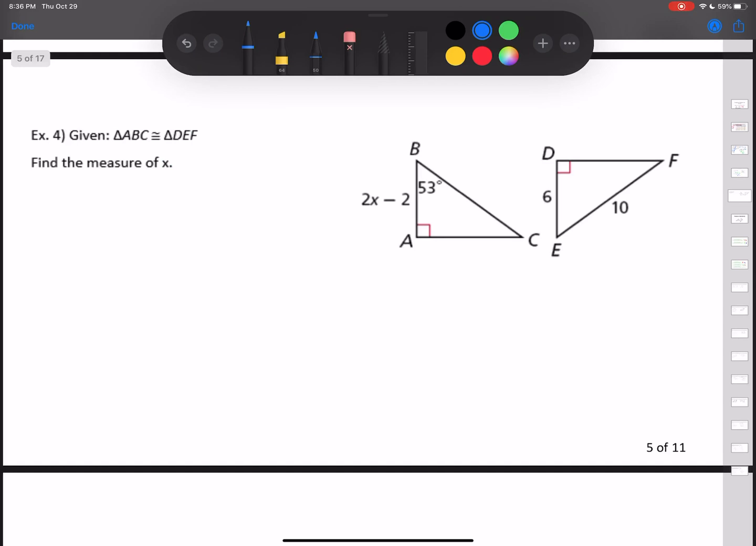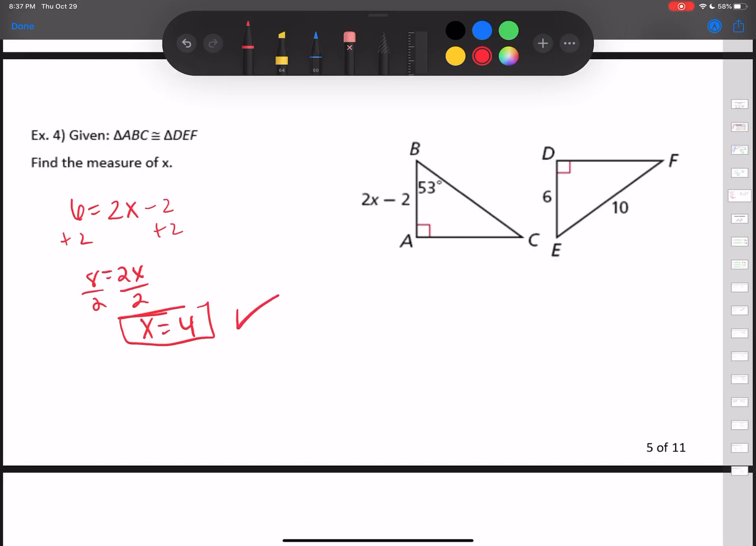All right, we have one more quick example. I recommend that you pause the video here and look over the corresponding parts and try to solve. I'm just going to solve these real quick, and when you're ready to come back in, you can come back in and check for your measure of what x is. All right, you should have gotten x equal to 4. So hopefully you got that right and you're feeling awesome about moving forward.